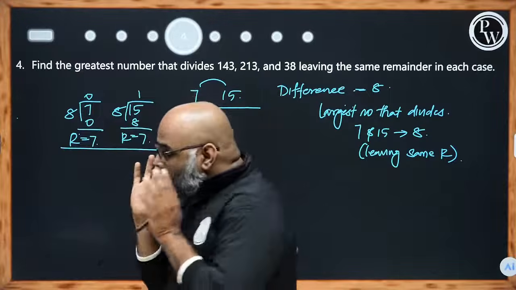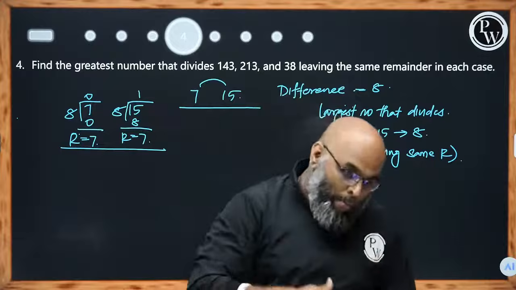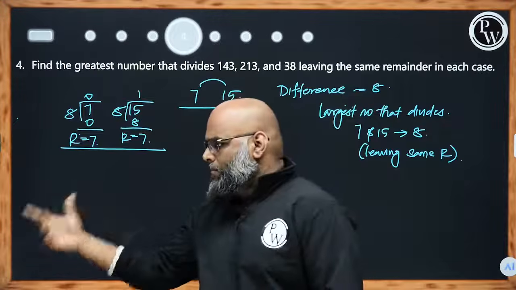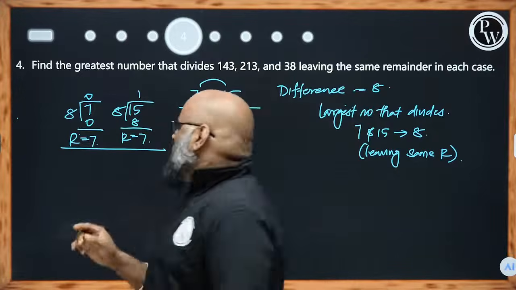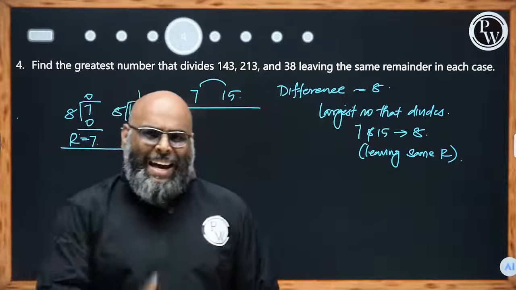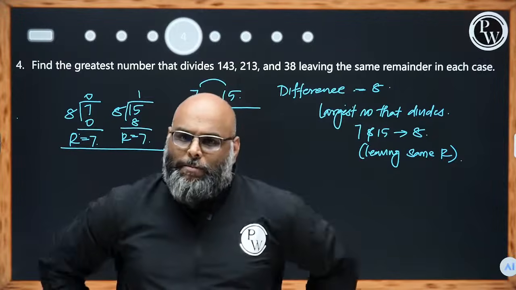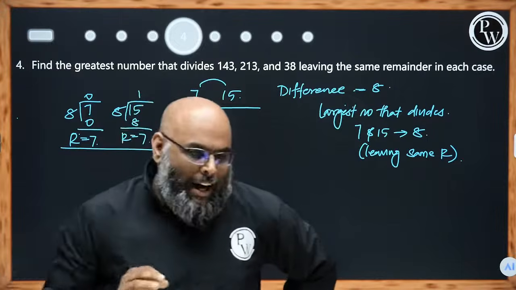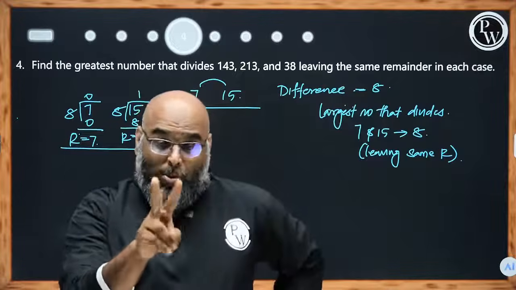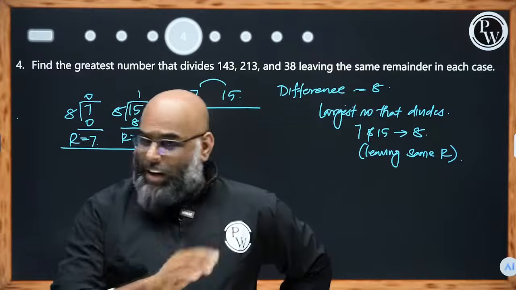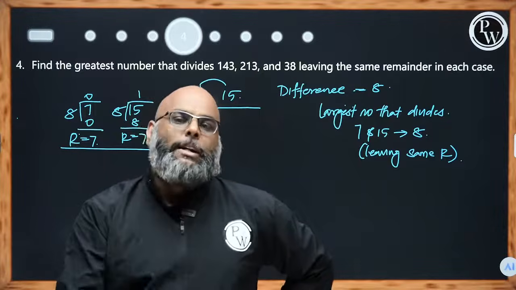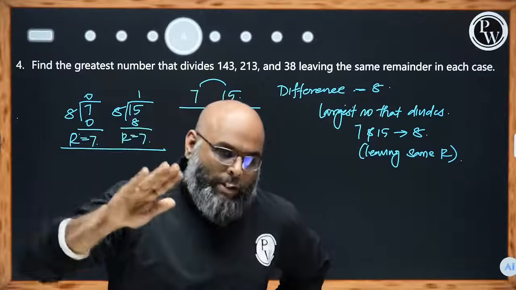I'm looking at the largest number that will divide both the numbers and give you the same remainder. That's what we are doing. So simply take the difference, and then say, hey, that is the largest number that would have satisfied the given condition. For two numbers, this is fine. For any two numbers, the difference between the two numbers is the largest number that will divide the numbers, leaving out the same remainder.